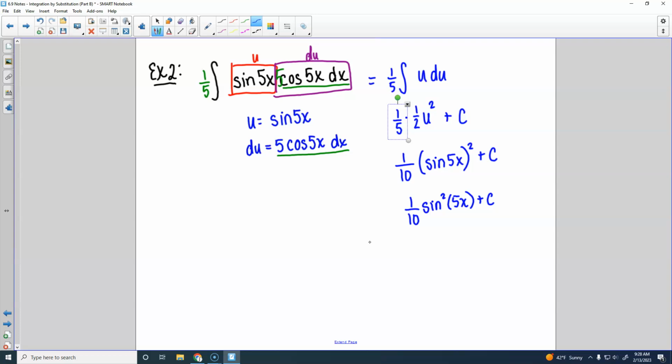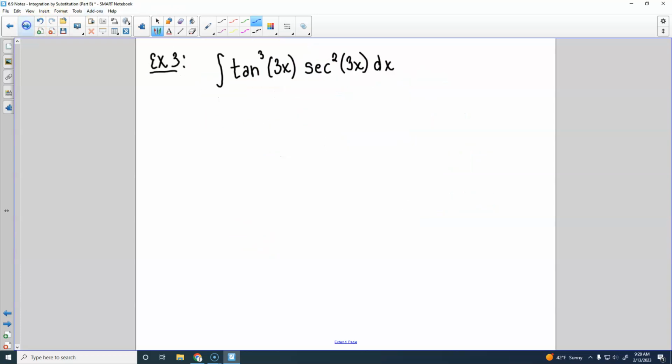Sometimes it is going to matter which one you pick, and sometimes it does not, depending on what you're dealing with. If it's sine and cosine, it usually does not matter which one you pick if they're just multiplied together like that, because they are the derivatives of each other, so you can pick either one. We're going to see, I think, maybe the next problem where it will matter which one you pick. So, actually, yeah, it does matter on this one.